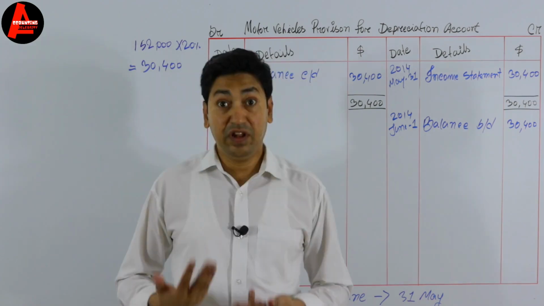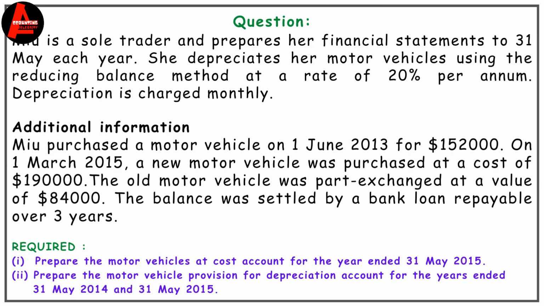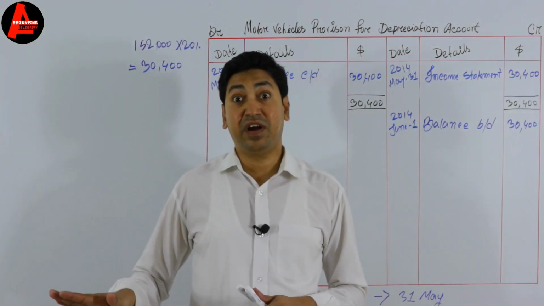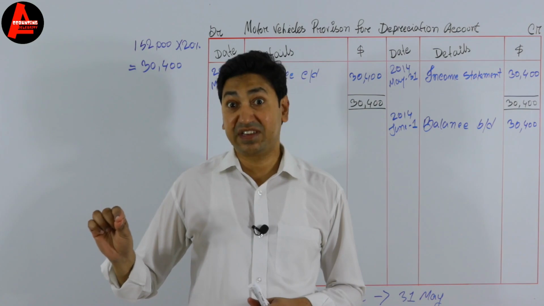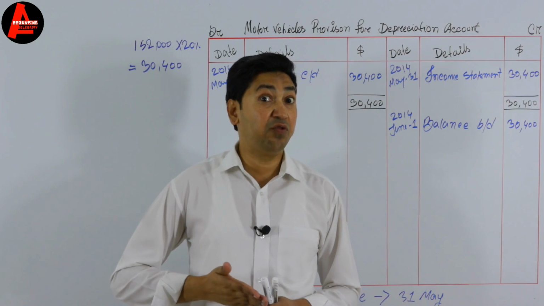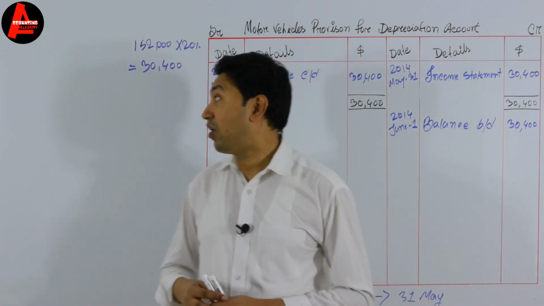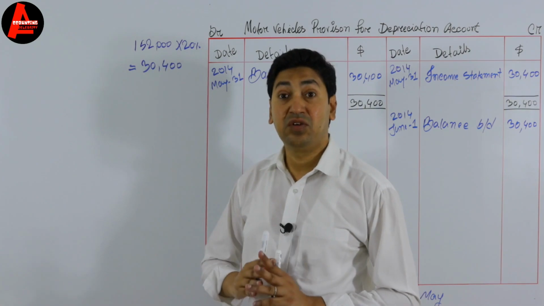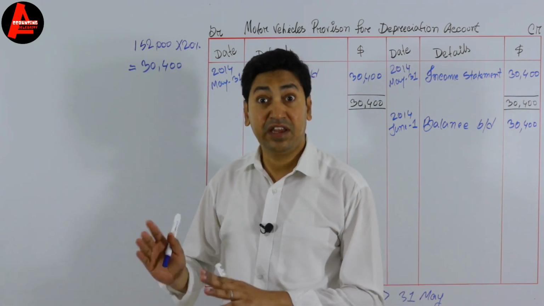Now let us have a look at the question again. On 1st March 2015, a new motor vehicle was purchased at a cost of $190,000. The old vehicle was part exchanged at a value of $84,000. So on 1st March, the new one is purchased and the old one is gone. The existing motor vehicle which was purchased for $152,000 is gone. It is no more in the business. It is exchanged to get a new one.